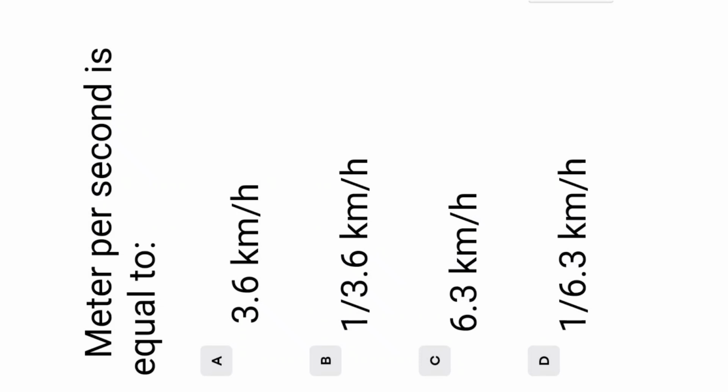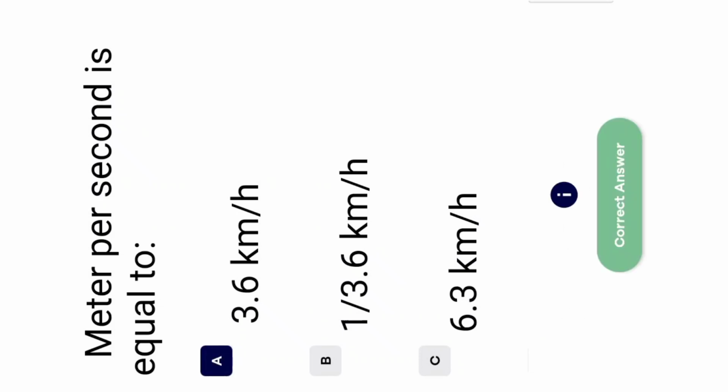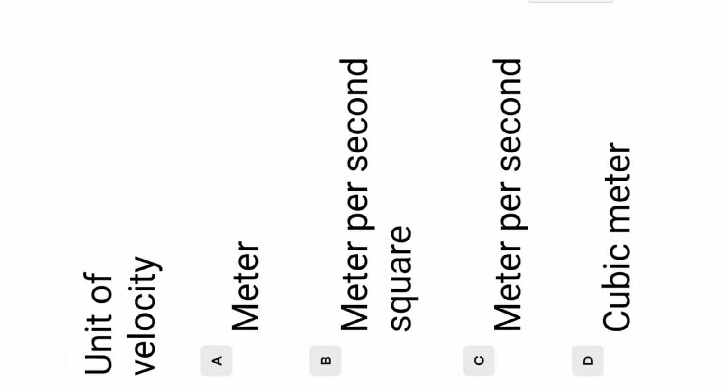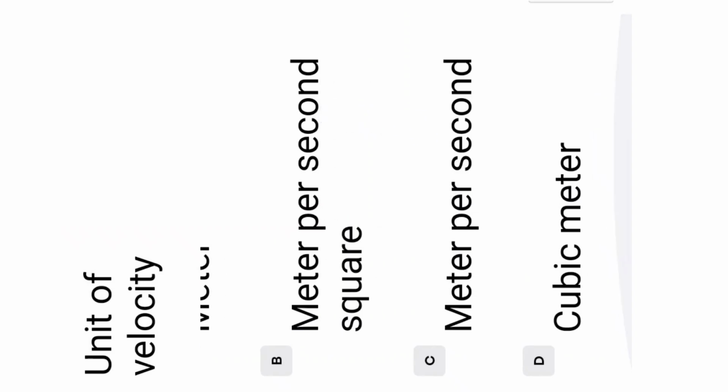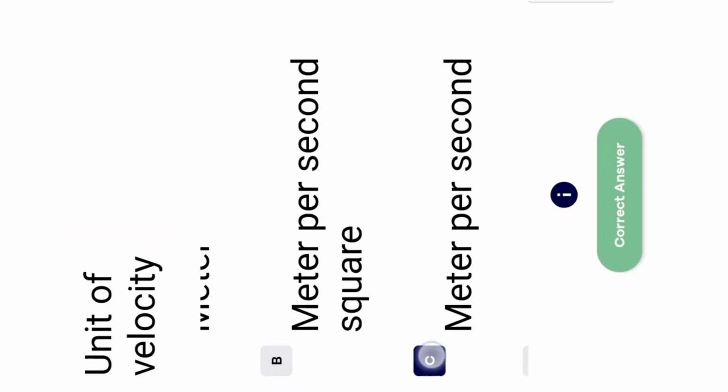Meter per second is equal to option A 3.6 km per hour, B 1 over 3.6 km per hour, C 6.3 km per hour, D 1 over 6.3 km per hour. The correct answer is 3.6 km per hour. That is option A. Unit of velocity: A meter, B meter per second square, C meter per second, D cubic meter. The correct answer is meter per second. So we take C.